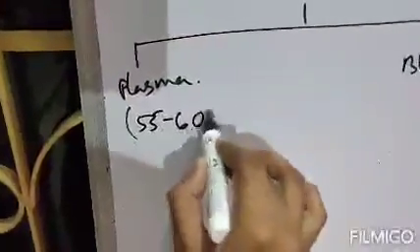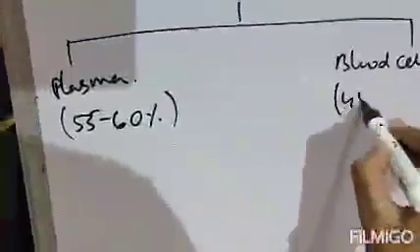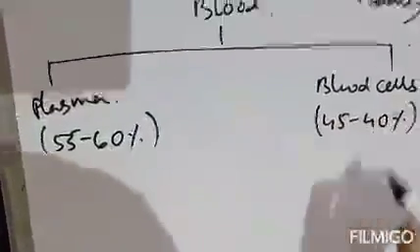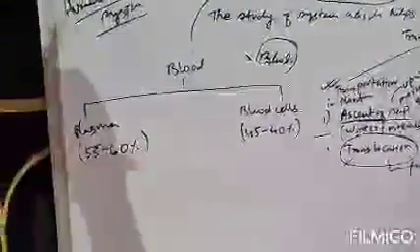Then the amount of water present in plasma is almost 50 to 60%, and blood cells contain 40 to 45%. This is the percentage of water. Clear? Plasma contains 50 to 60% of water, and blood cells contain 40 to 45% of water.